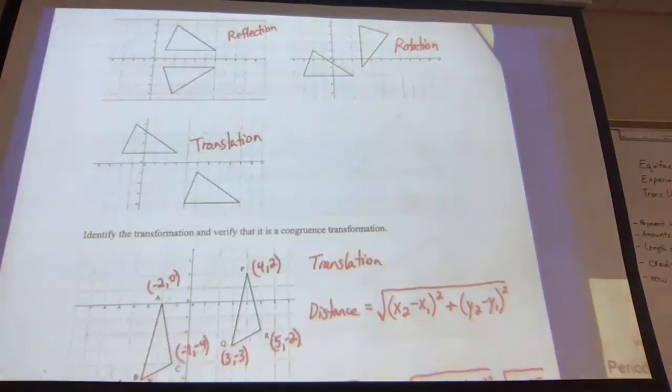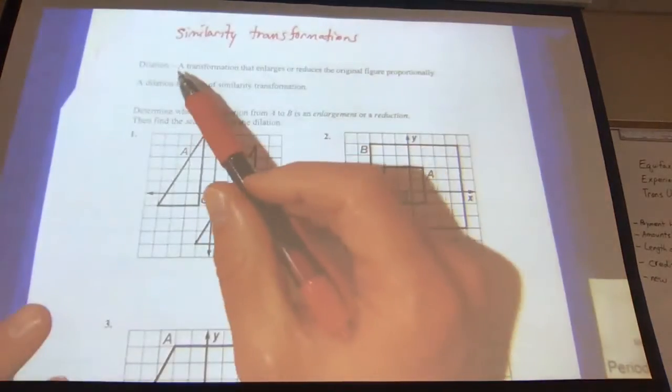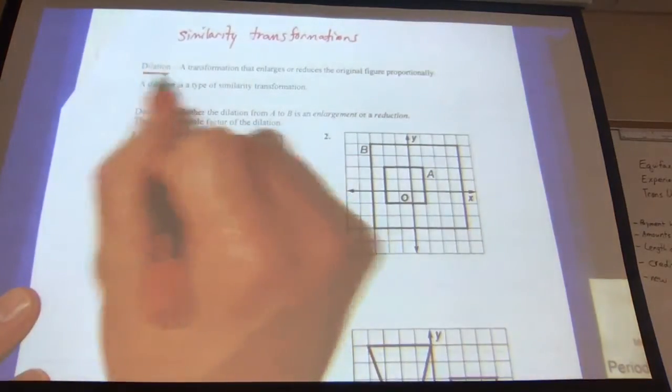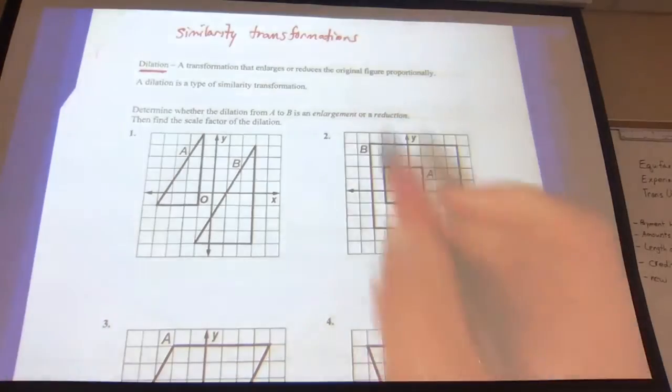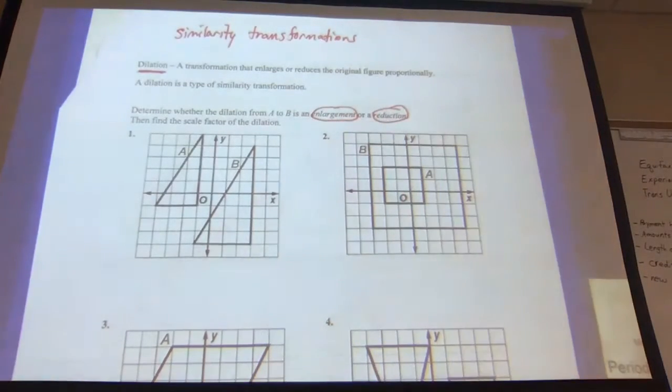Okay, that's congruence transformations. That's where the shape does not change size. Let's go to the similarity transformation, because here the shape will change sizes. It's either going to get bigger or it's going to get smaller. The change in size is called a dilation. And your dilation, you have 2 options here. It's either an enlargement, where it gets bigger, or it's a reduction if it gets smaller.